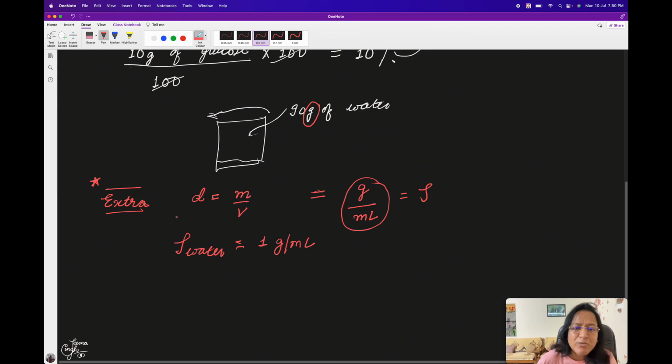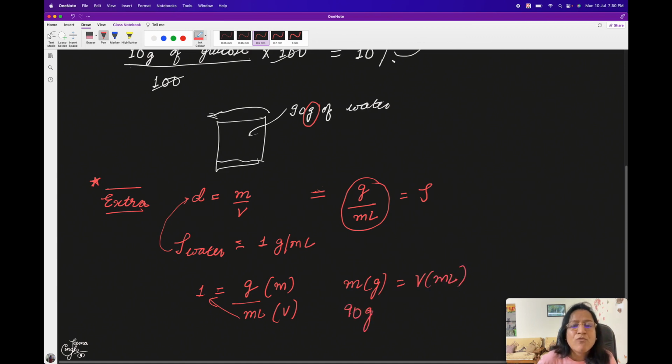So if density is 1, let me substitute this value here. Density is 1, mass is expressed in gram and volume is expressed in ml, right? I'm writing here as mass and here as volume. Can I say mass in gram is equal to volume in ml? And therefore 90 gram of water means nothing but 90 ml of water. It's true for water because the density of water is 1, but it is not true for all the solvents. The density will vary and therefore their mass, and if you want to convert it into volume, will vary.